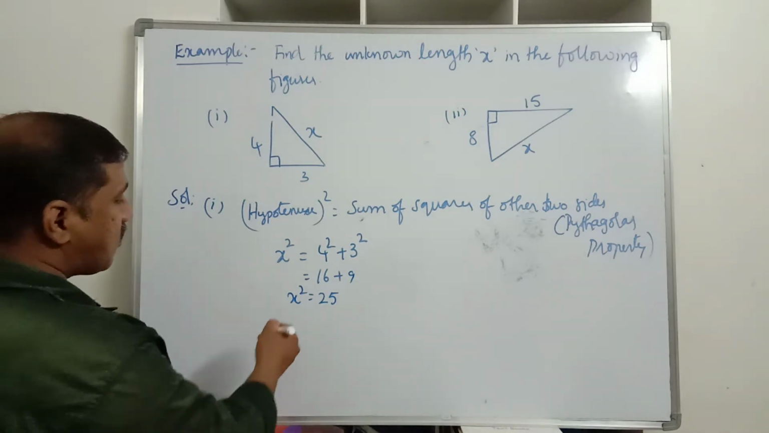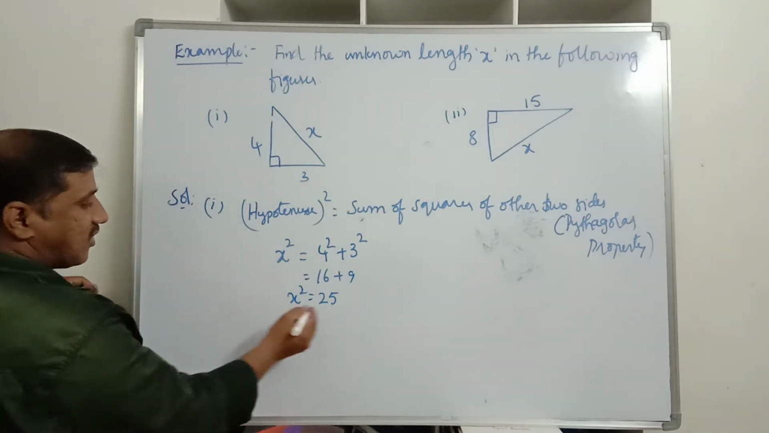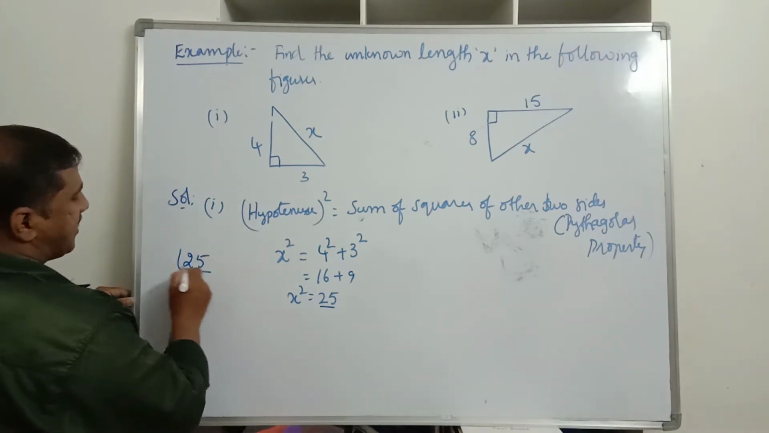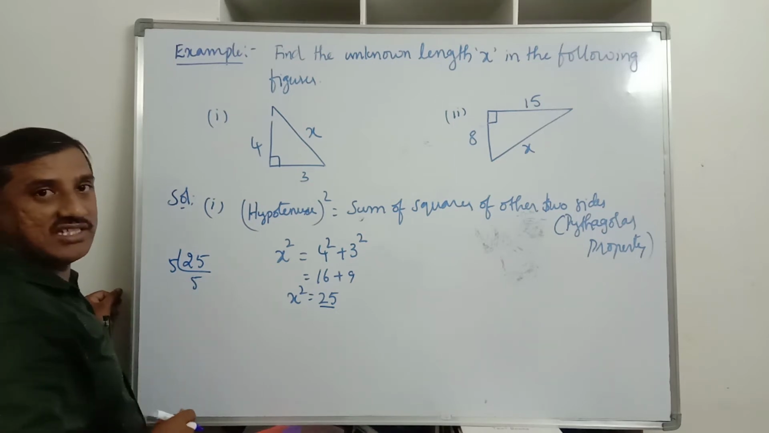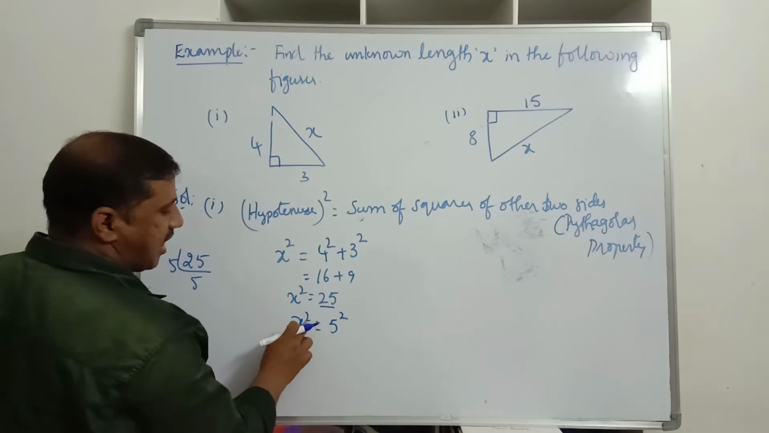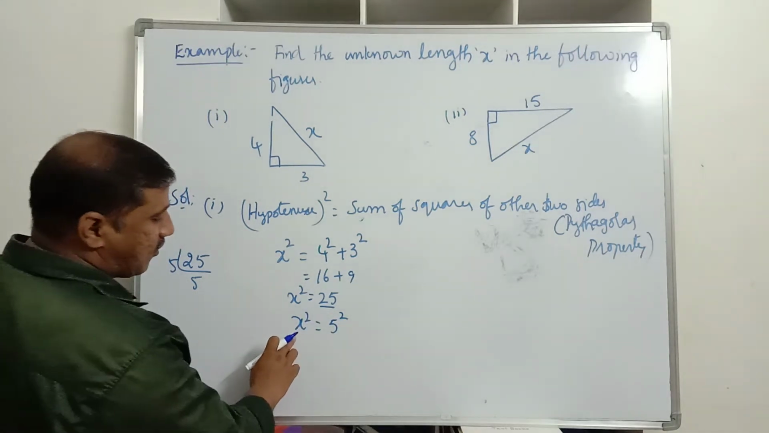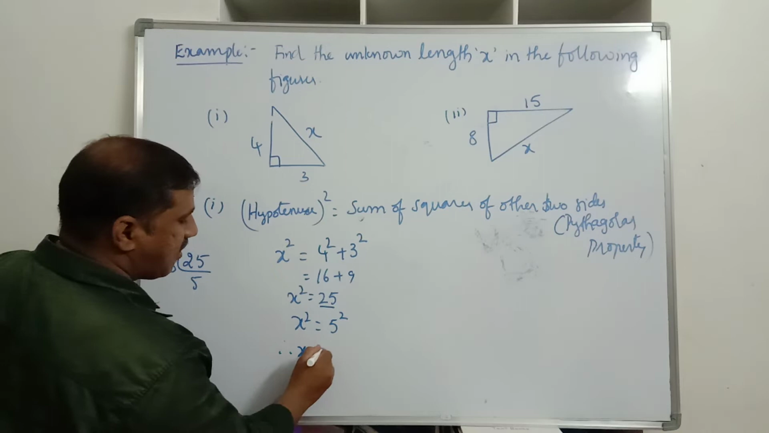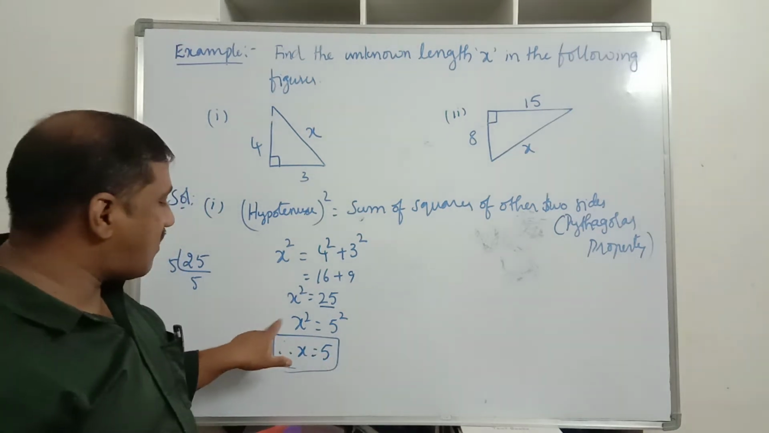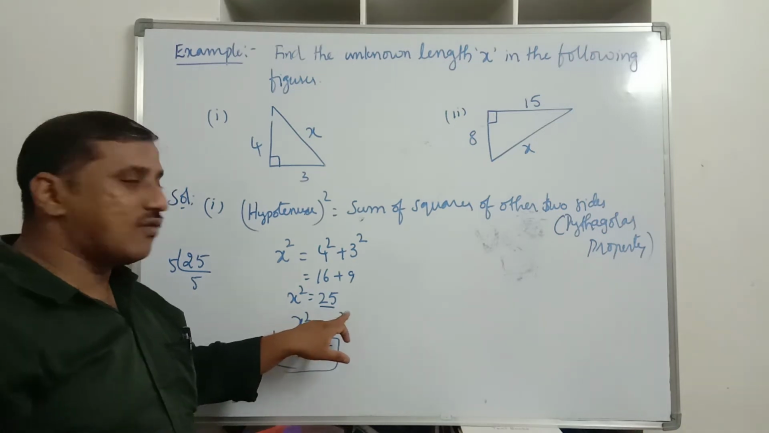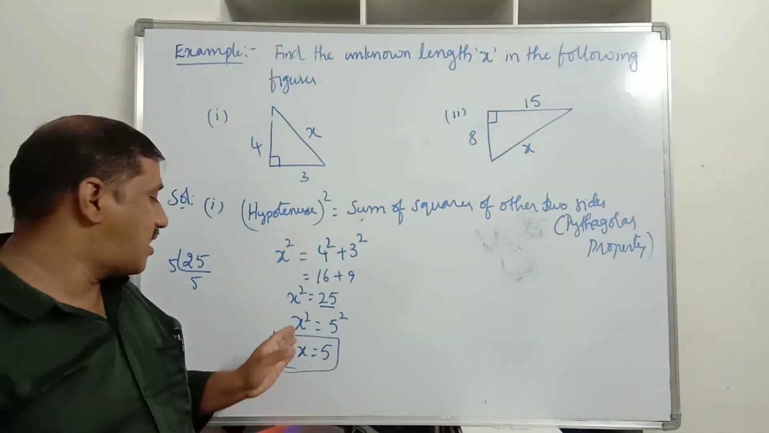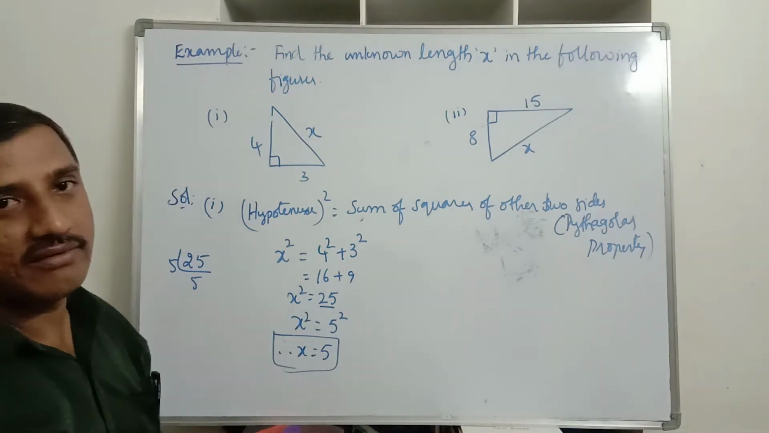25. But we have to find x. So find the prime factorization of 25. So 25 prime factorization is 5 into 5. 5 fives are 25. That is x square is equal to 5 square. Here powers are same. Therefore x is equal to what? 5. That is, powers are same, then bases also will be equal. X square is equal to 5 square means here two squares are there, that is exponents, that is powers. Therefore the bases also will be equal. That is x is equal to 5.